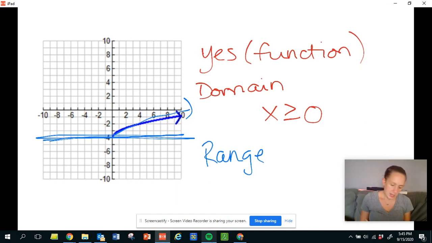So I'm going to say that my y's are all going to be greater than or equal to -4. Now I put the line under it because there is a point at 0, -4. The only time you wouldn't put a line under there is if you had an open circle. So my y's are greater than or equal to -4.